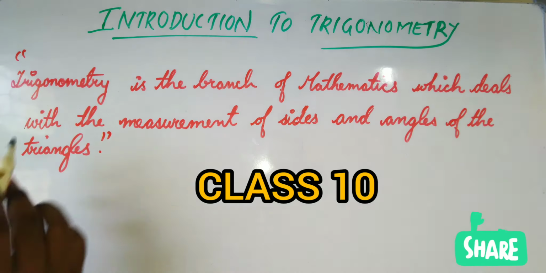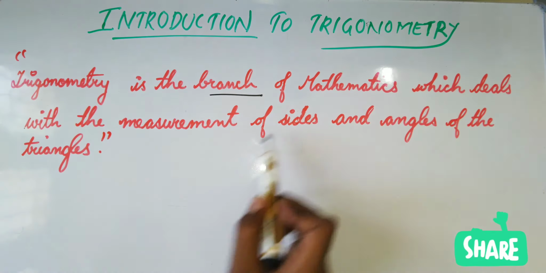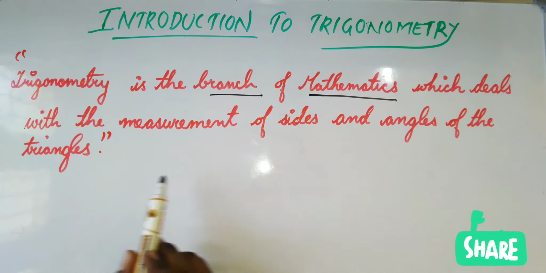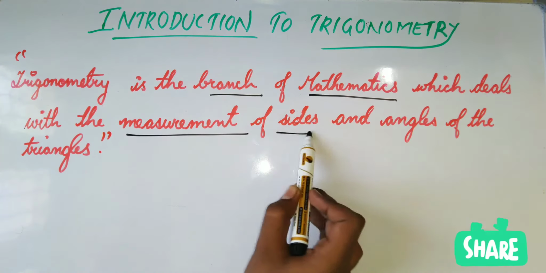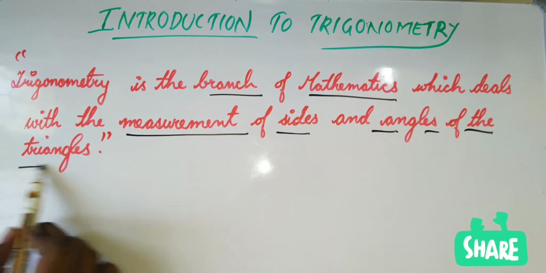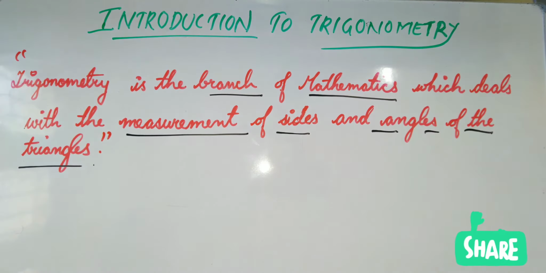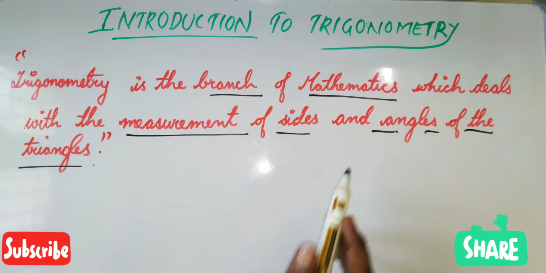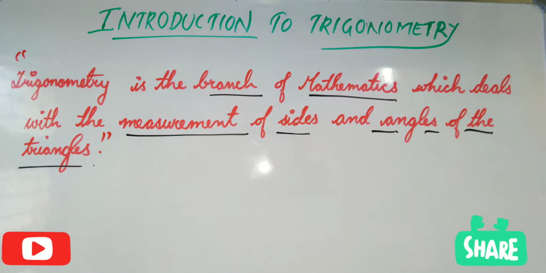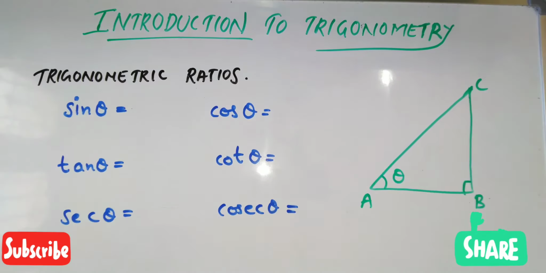Trigonometry is the branch of mathematics which deals with the measurement of sides and the angles of triangles. So it deals with the length of the sides as well as the measurement of the angles. Trigonometry is nothing but the branch of mathematics which deals with the measurement of sides as well as the angles of certain triangles. Okay, so guys, let us move on to the trigonometric ratios.